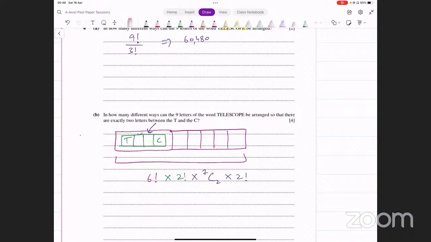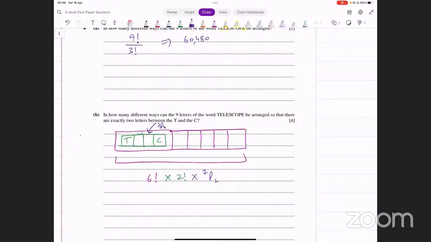या आप 7P2 लिख दें directly, या 7C2 into 2 factorial लिख दें. So I can do 7P2 directly. Why am I doing this? क्योंकि बाकी 7 letters में से कोई भी 2 यहाँ पर आ सकते हैं ना, कोई भी 2 आ सकते हैं. So that's going to be 7P2 for that reason.